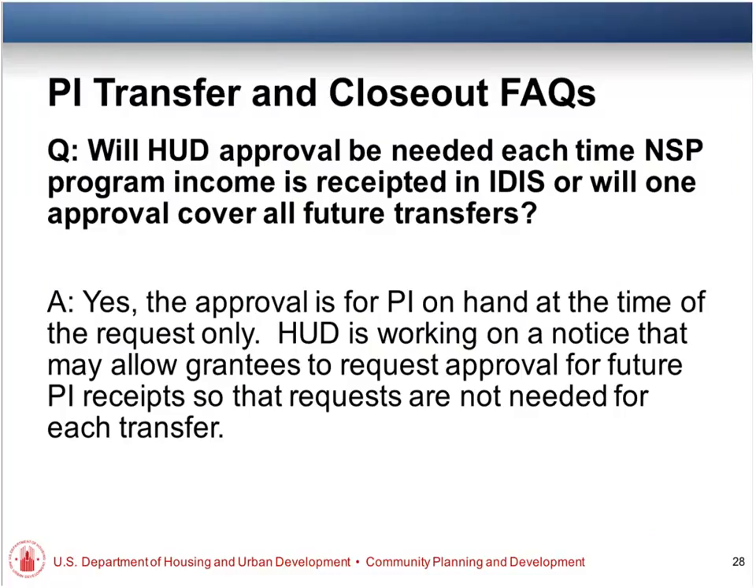So the approval will cover the PI that is on hand at the time of the transfer request only. So you will request, and it will only be for that program income that you've got on hand, either receipted in DRGR or in your local program accounts. We're working on, and Jesse's been helping out here, identifying how we can allow grantees to make a request for future streams of program income so that you don't need to go through this process each time.